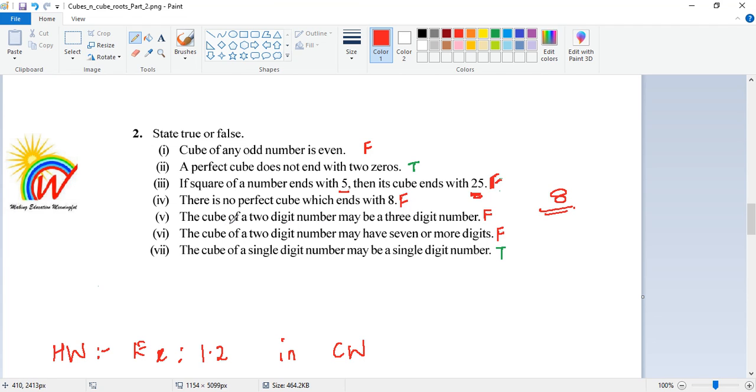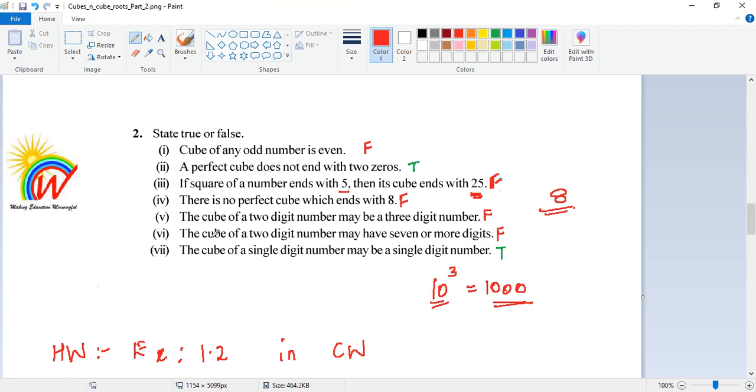Okay, now the next one, the cube of a 2-digit number may be a 3-digit number. Let us take the smallest 2-digit number. The smallest 2-digit number is 10, right? If you take the cube of 10, it's going to have 3 zeros, so it's a 4-digit number. So even the smallest 2-digit number is turning out to be a 4-digit number. There is no way you can get a 3-digit number. So this is a false statement.